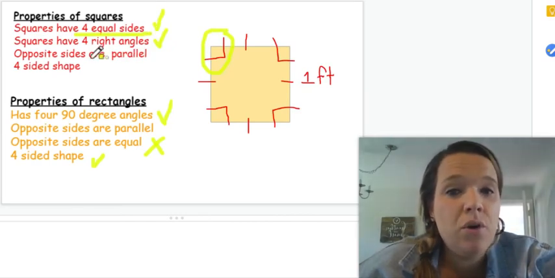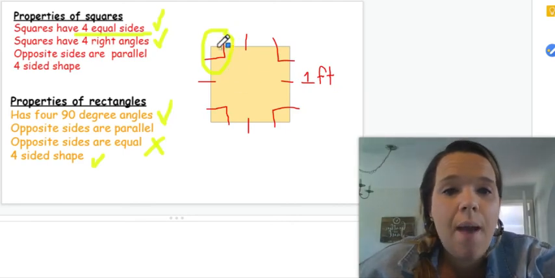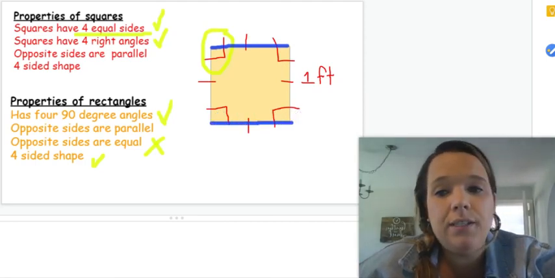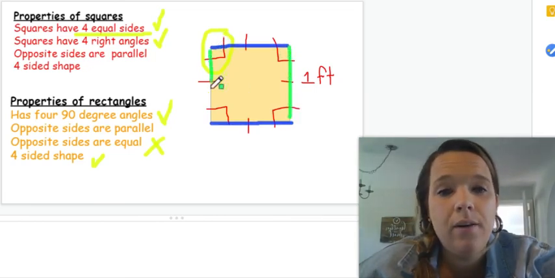We just have to check one more thing and make sure that the opposite sides are parallel. So I'm going to change colors. I'm going to go over my horizontal sides. Oh, yep, that's definitely parallel to that. They're not going to meet or intersect, and they're an equal distance apart. And I'm going to go over my vertical lines that make up this square. Yep, these are also parallel.